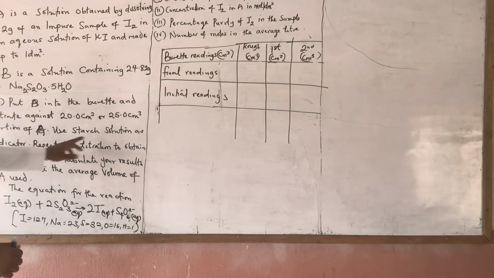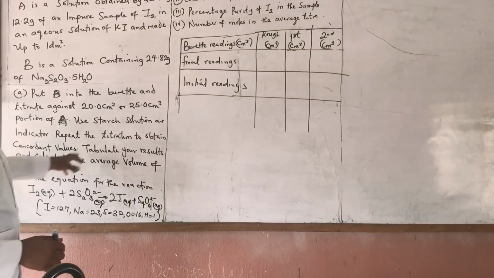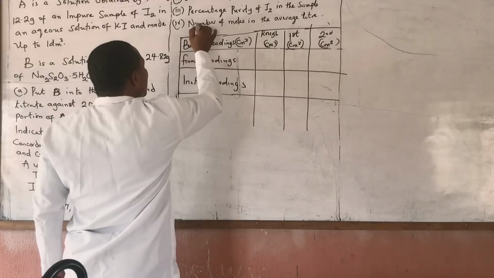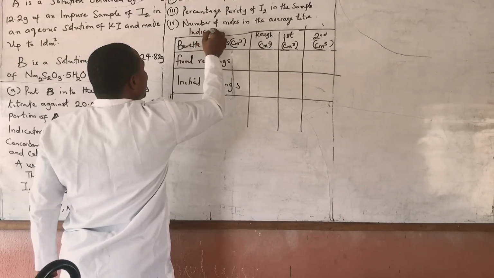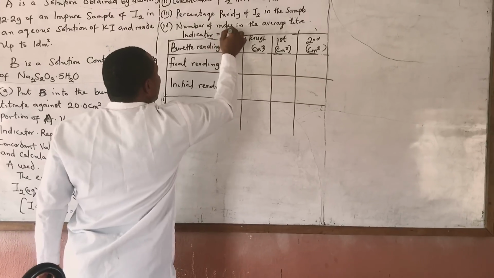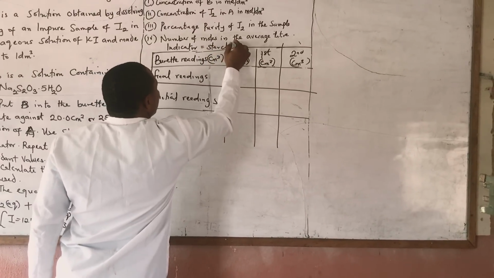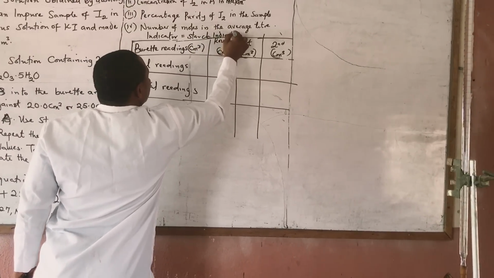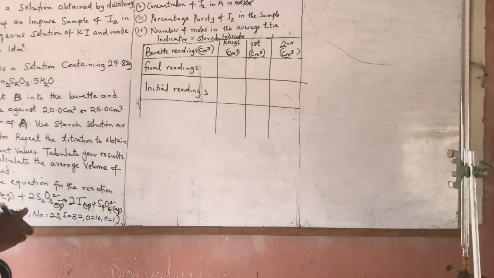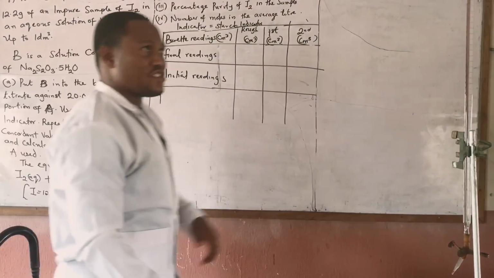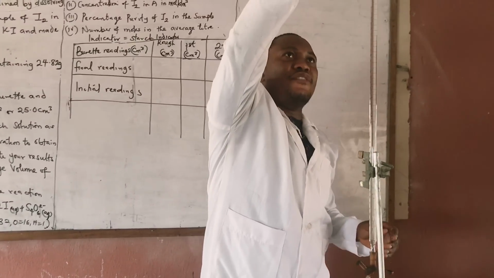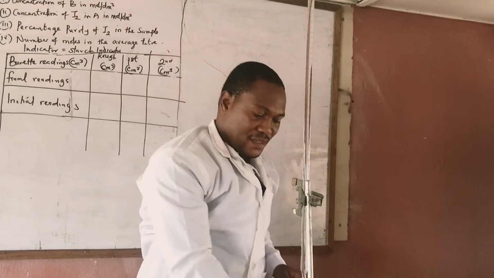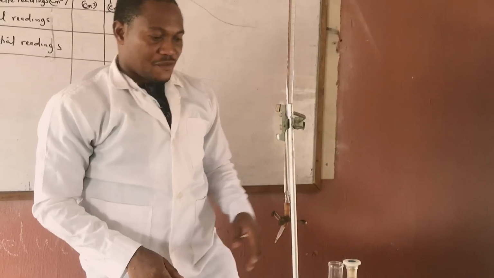And don't forget, use starch solution as indicator. So very important. Let them know the indicator you are using. That's starch indicator. That's the indicator we are using. So let's start our titration. Very, very important, I remove my funnel before starting the titration.